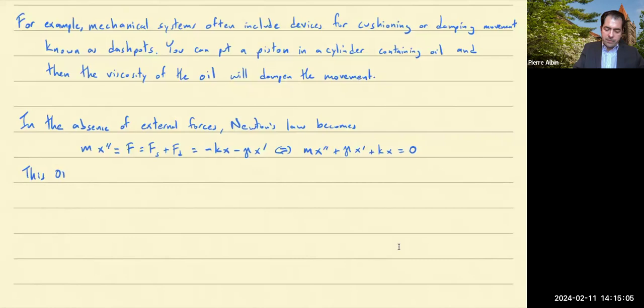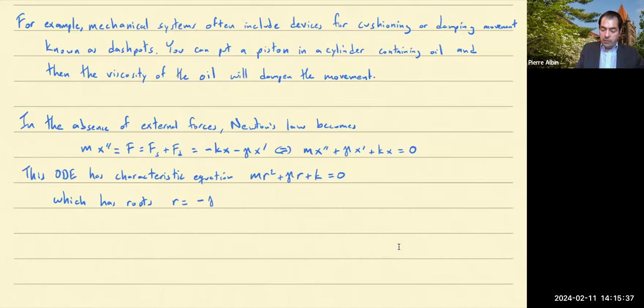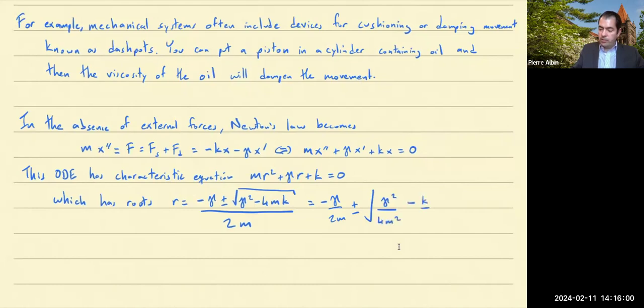Okay, this ODE has a characteristic equation m times r squared plus gamma r plus k equals 0, which has roots r equal to minus gamma plus minus square root of gamma squared minus 4mk divided by 2m, right, which we could also write as minus gamma over 2m plus minus the square root of gamma squared over 4m squared minus k over m.